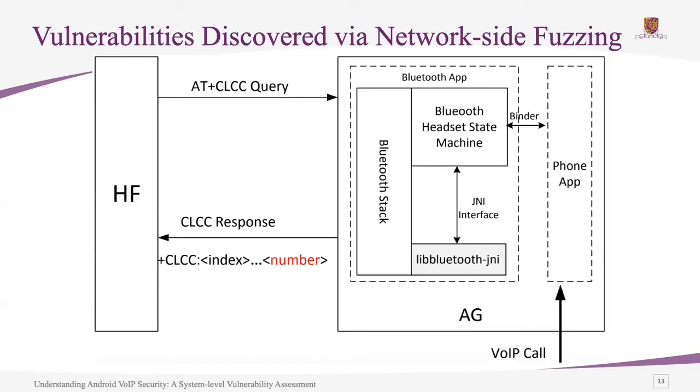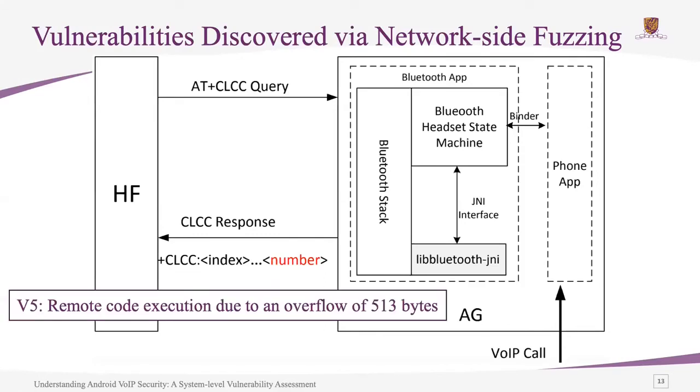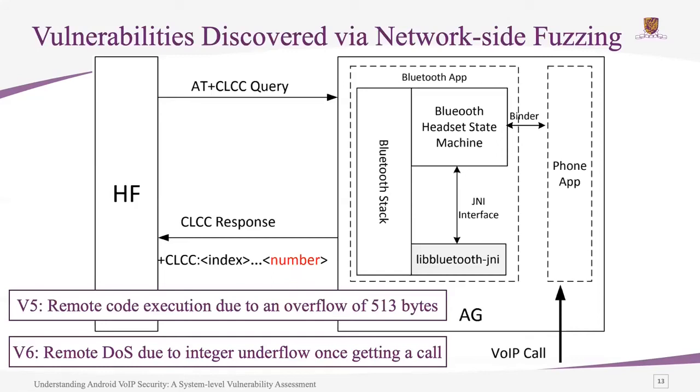This figure illustrates the connection between a hands-free Bluetooth device and the system telephone applications, because they use AT and CLCC commands to transmit the data, and the SIP phone number will also be used as the number highlighted here. However, the system component didn't expect a very long SIP name. Therefore, in vulnerability V5, remote code execution could be caused due to a stack buffer overflow that exists 500 bytes. The vulnerability V6 is similar, but this time the problem is an integer underflow. You can refer to our paper for the detailed vulnerability code in V5 and V6.